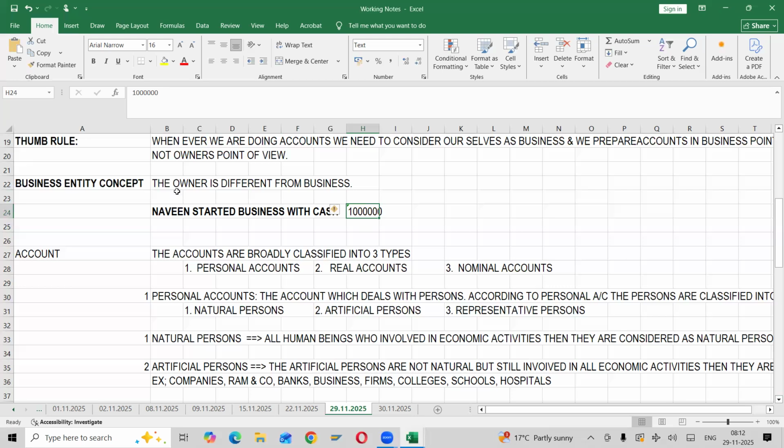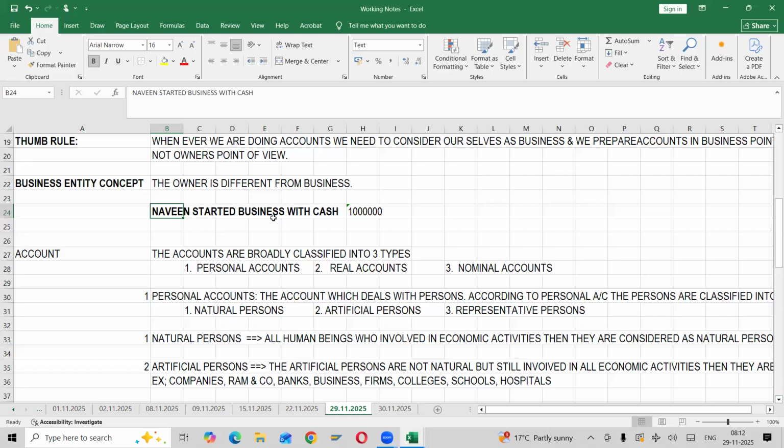So remember this thumb rule: the separate legal entity concept. Owner is separate from business. Business is separate from owner. We need to consider ourselves as a business whenever we are doing accounts. What kind of person? Artificial person. Is this clear, everyone? So who is a business here? Whose business? We are the business. And whoever's name is given, he is a separate owner.